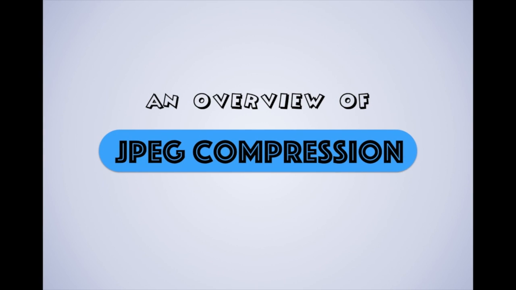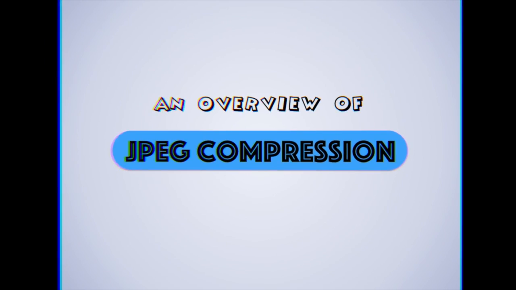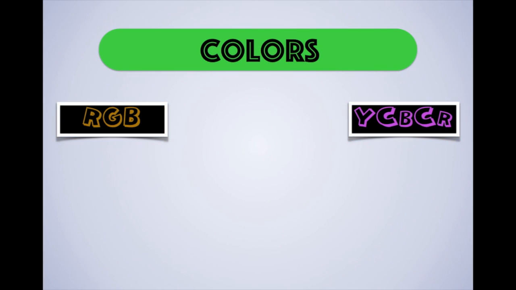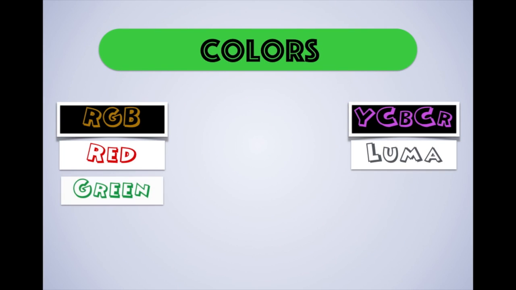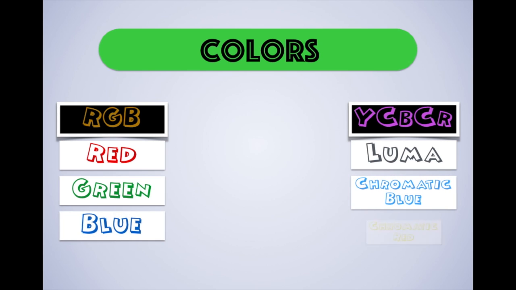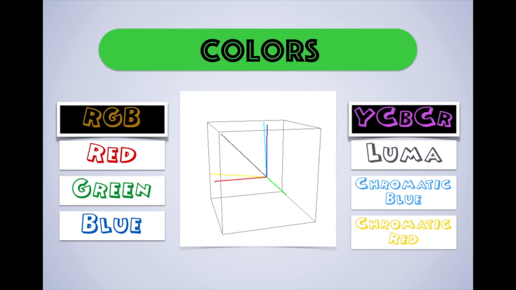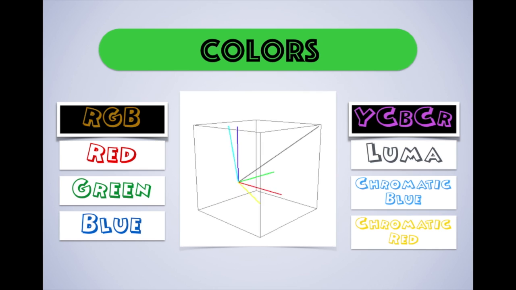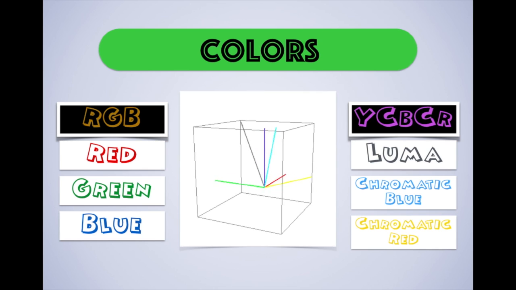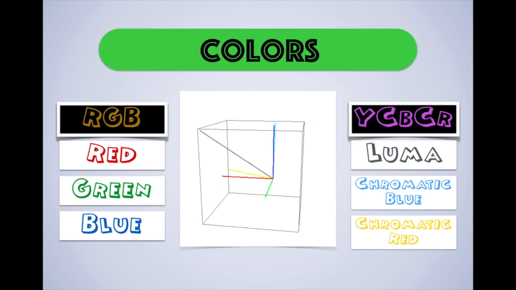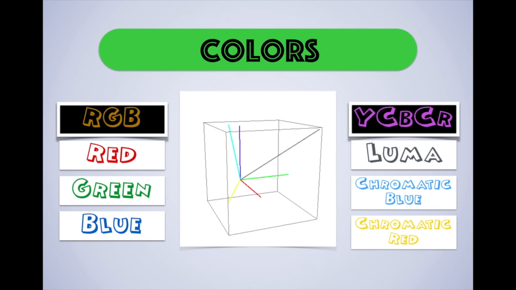In this video, we'll look at how JPEG achieves a lossy image compression while maintaining high image quality. The first difference between bitmap and JPEG files is color coding. Bitmap uses RGB values, while JPEG uses YCbCr values. We can view the conversion from RGB to YCbCr as a transformation of coordinate system in 3D color space.